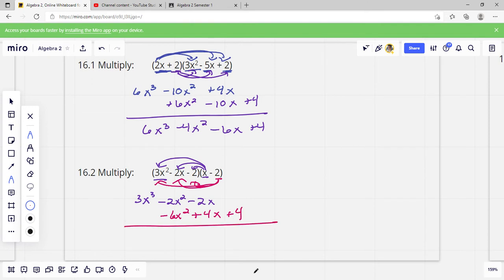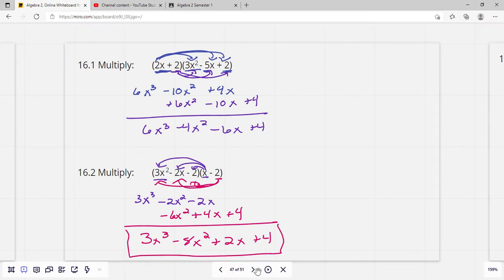And then I just put my like terms together, which would be 3x to the third. Add my negative 2 and negative 6, so that would be negative 8x squared. This would be 4 minus 2, which would be positive 2x, and then plus 4. That's what your answer is going to look like to the multiplication. The multiplication ones are easy.